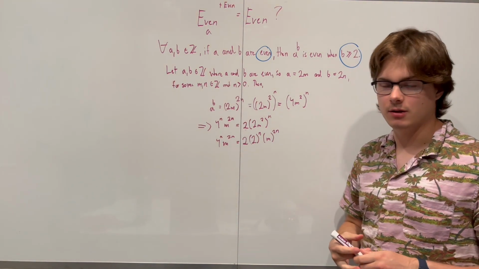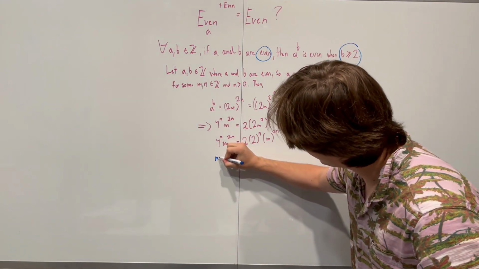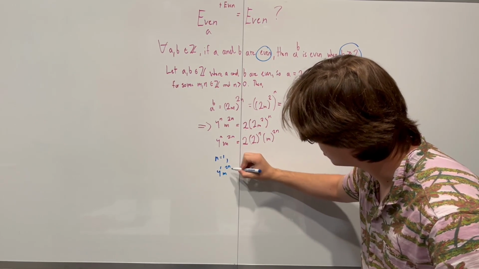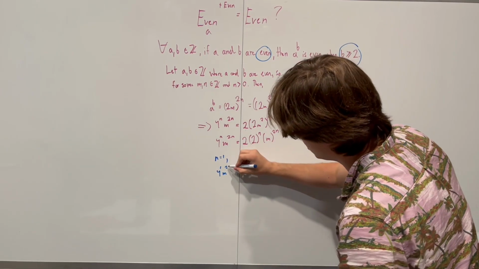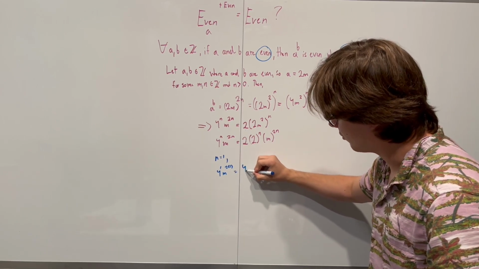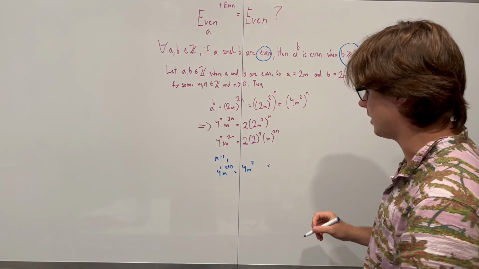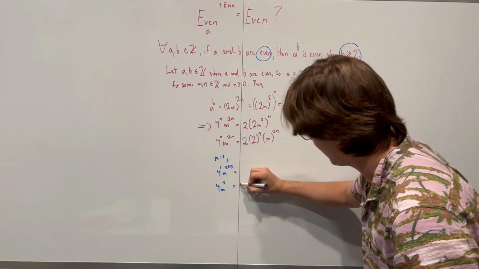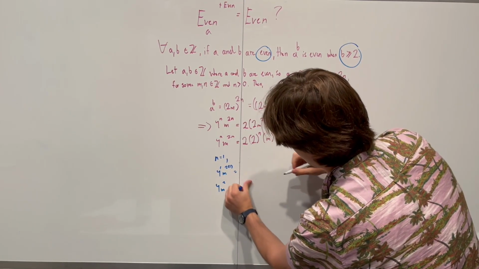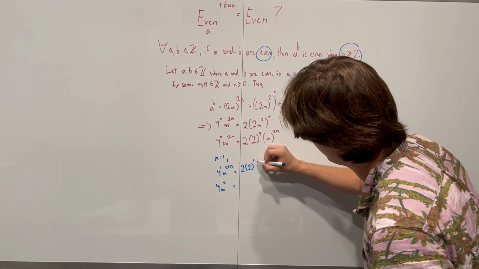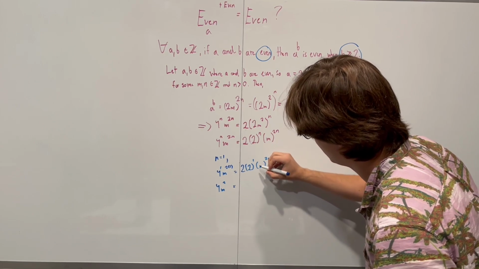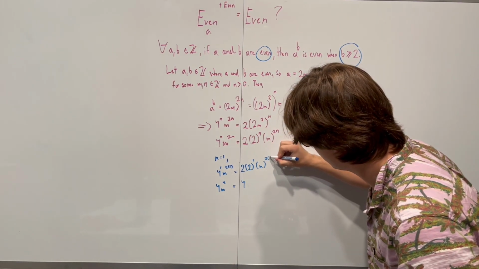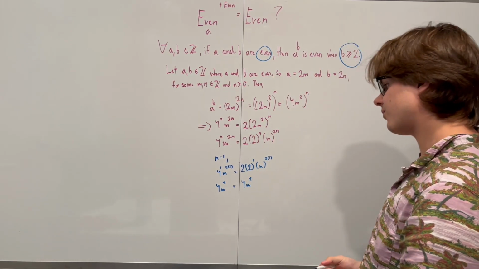Well, let's plug some n in, right? Maybe that'll help us. So let's try n is equal to 1. Then we're going to get 4 to the 1 times m to the power of 2 times 1, which is just going to be equal to 4m squared. Okay, and then on the right-hand side, 2 times 2 to the 1 times m to the 2n, which is in fact going to be equal to 2 times 2, which is 4, times m to the power of 2 times 1, which is m squared. Okay, so for n equals 1, this is true.